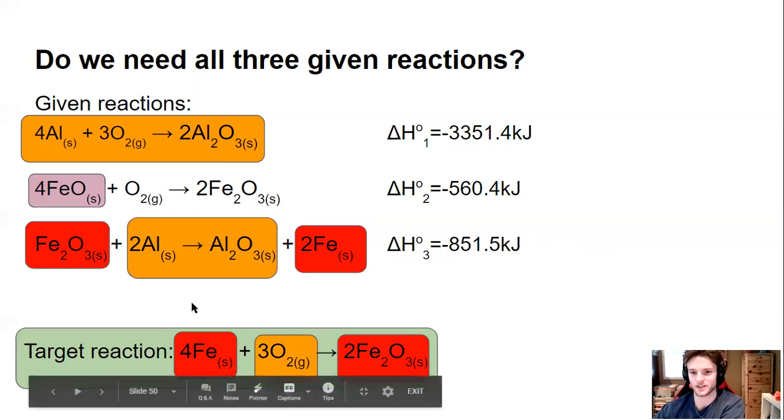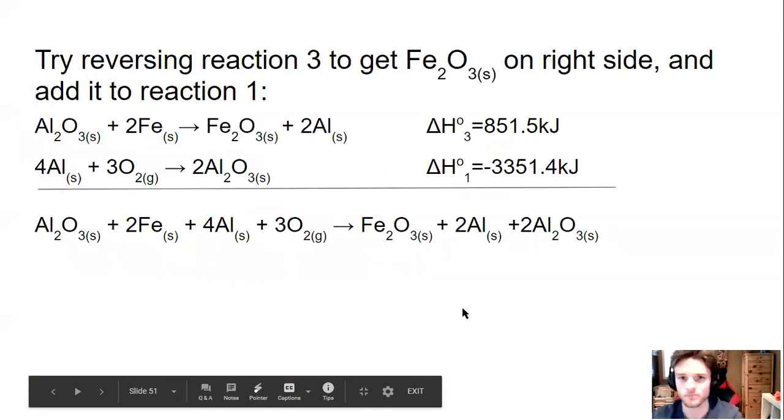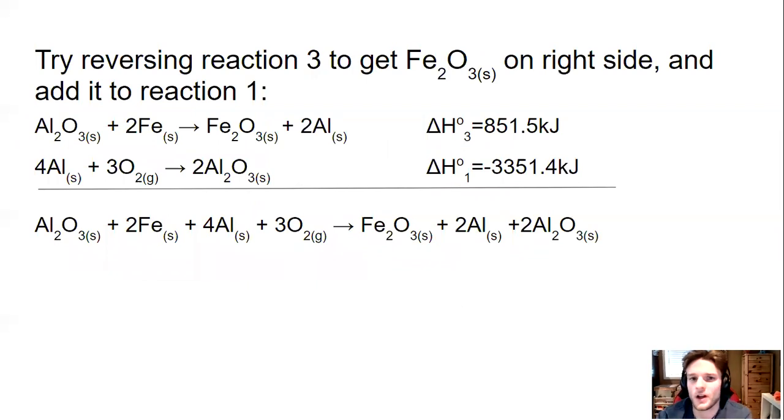The last thing to notice here, our sides are messed up a little bit. We have our rust on the left side of the equation. We want it on the right, so we are going to have to do some manipulating. So let's try reversing reaction 3. So we can get our rust on the right side, and then we can add it to reaction 1 and see what happens.